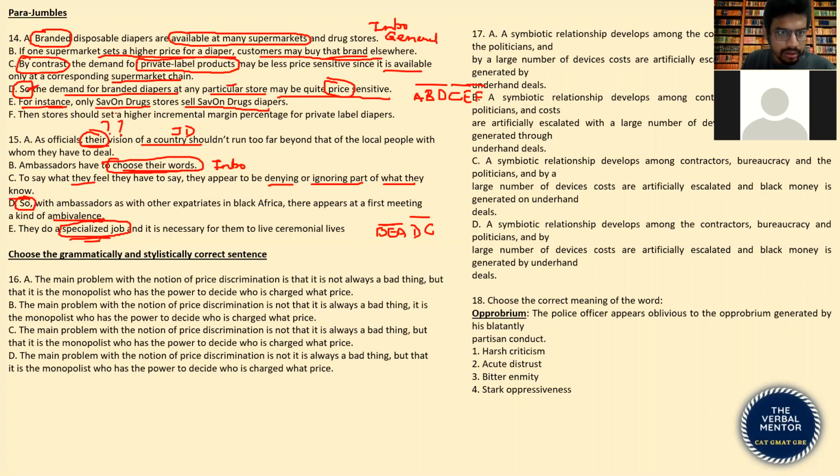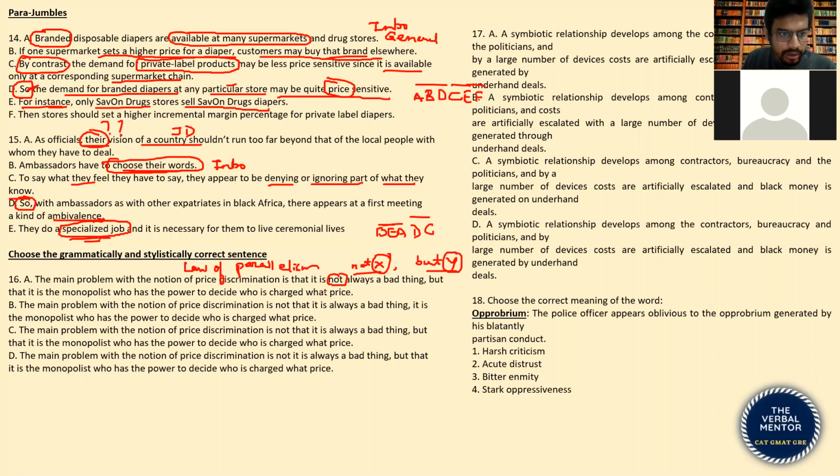The next questions were grammar based. Choose the grammatically and stylistically correct sentence. The main problem with the notion of price discrimination is that it is not always a bad thing, but that it is, okay. So not X, but Y. The moment I see this structure, not X, but Y, I know the question is on the concept of law of parallelism, LOP. These X and Y must be grammatically parallel. They must be equivalent constructions.